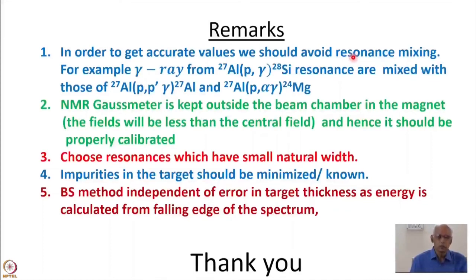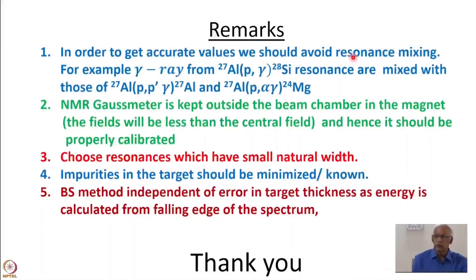Other one is that the NMR Gauss-meter normally is kept outside the central portion of the beam chamber, because the beam chamber inside is vacuum, so there are ways to put it inside, but normally it is put outside in the magnet. So the field will be less, because of fringing field, than the central trajectory, which is the field required for the calculation, and hence we should properly calibrate the magnetic field outside to the central, because ultimately it is the central magnetic field corresponding to the central trajectory only that we have to use. So there should be a very nice calibration that should be done.